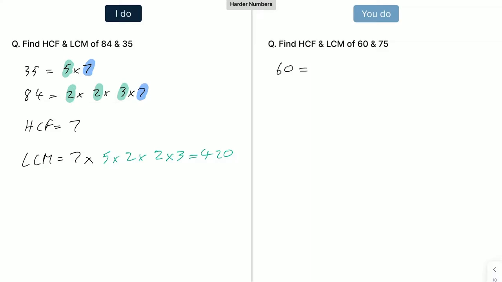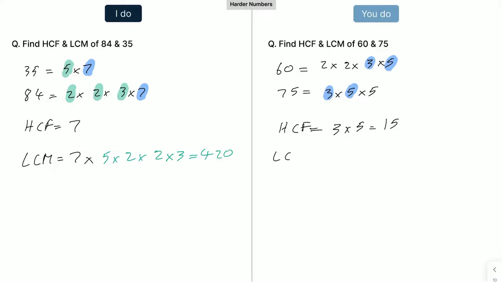That's going to be 60 and 75. That's 2 times 2 times 3 times 5. And that's 3 times 5 times 5. And HCF, so the matching pairs, no, that's not a matching pair actually. It's 3 and 3, 5 and 5, so it's actually 15. So that's going to be 3 times 5, which is equal to 15. And for the LCM, we're going to do the HCF, which is 15, and we're going to multiply that by all the remaining numbers, and that gives us 300.